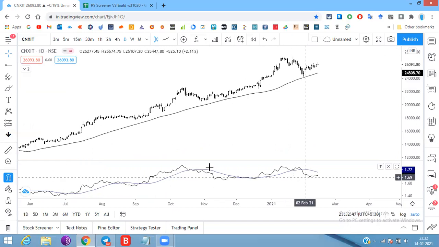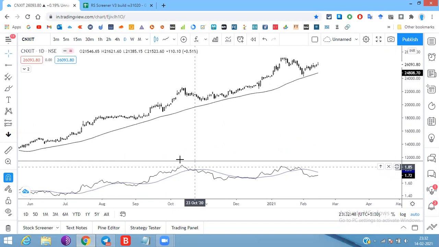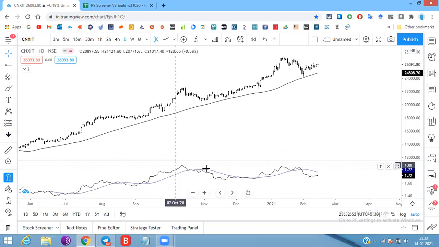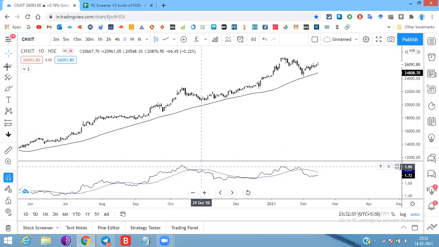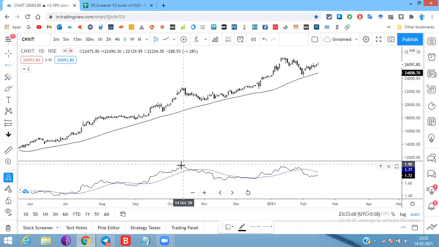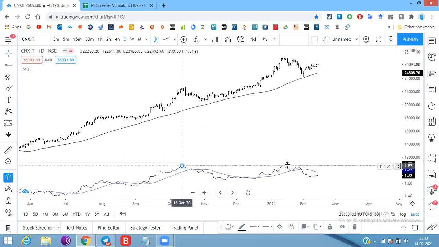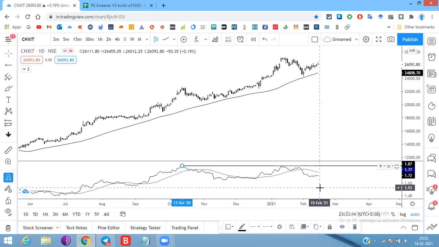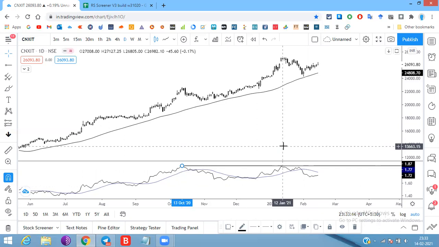As we can see, it has tried to break this resistance, but we can clearly see that after, let me plot the resistance. After testing it two times, the momentum wasn't that good. So this resistance was now broken, and Nifty broke its 20 SMA level, and it's heading down. So it has clearly lost the momentum.